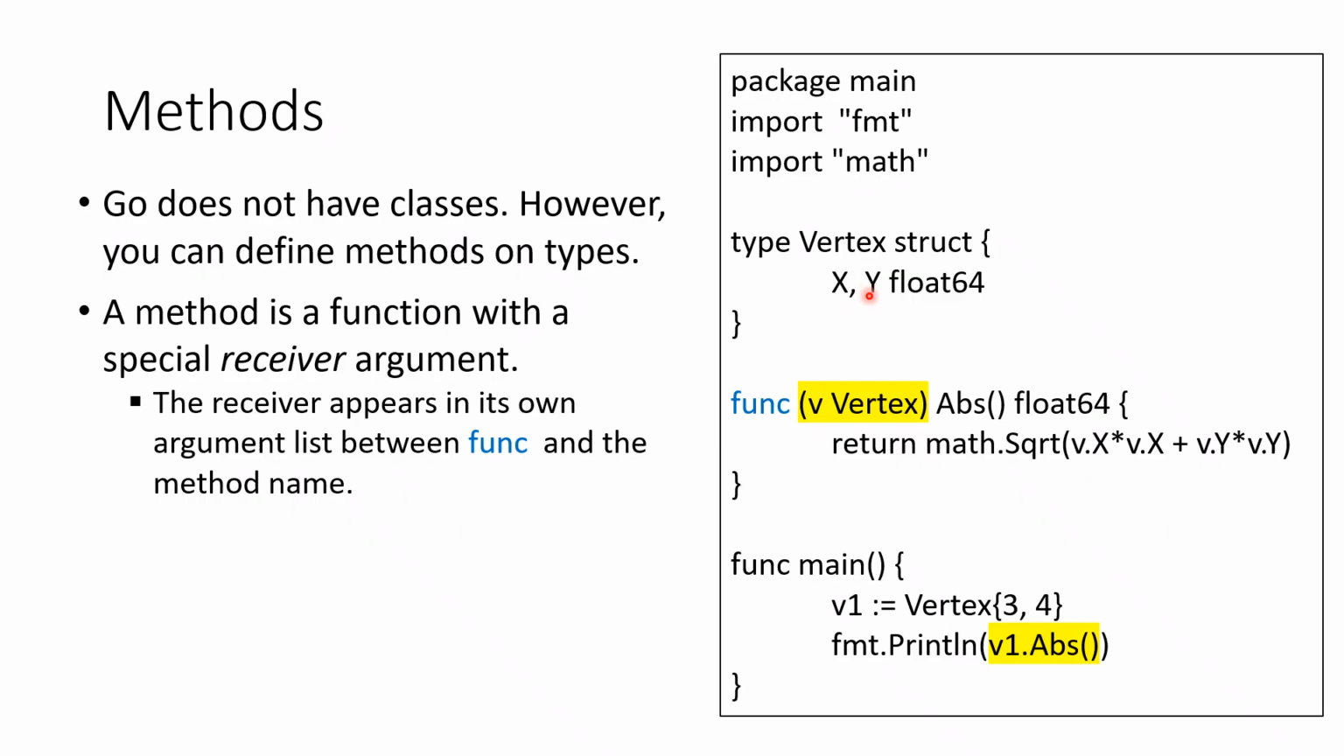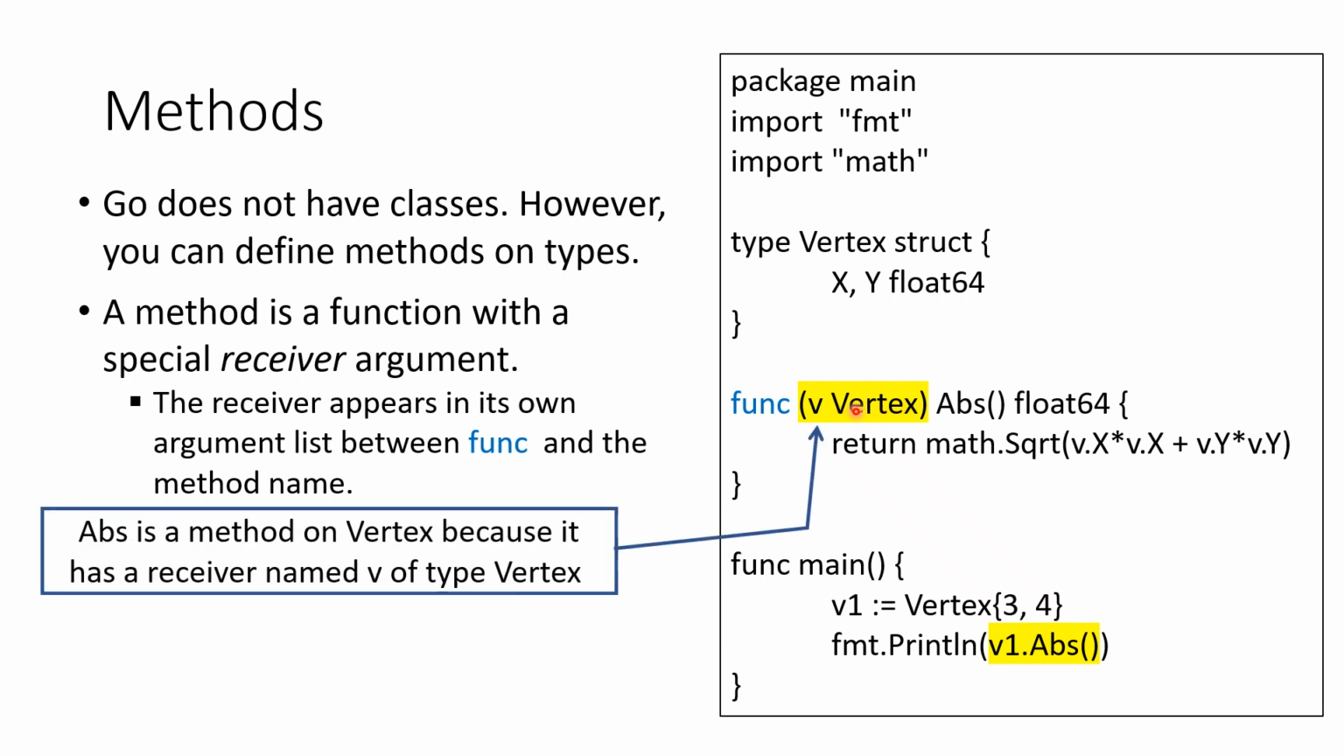In Go, a method is just a function with a special receiver argument. The receiver appears in its own argument list between the keyword func and the method name. As an example, suppose we have defined a Vertex struct in this program. Then we define function Abs with a receiver named v of type Vertex. So Abs is a method on type Vertex.